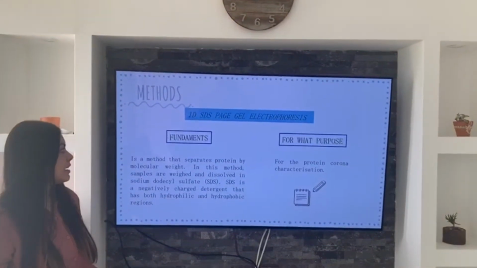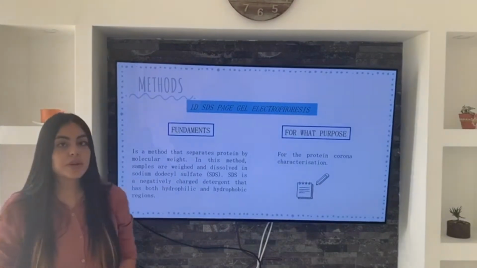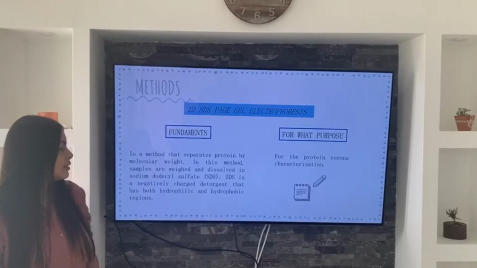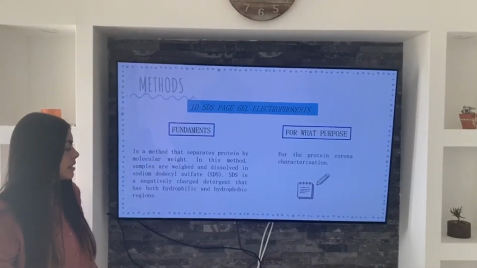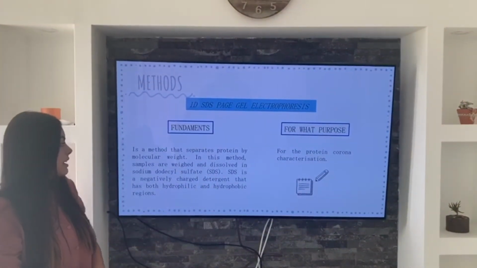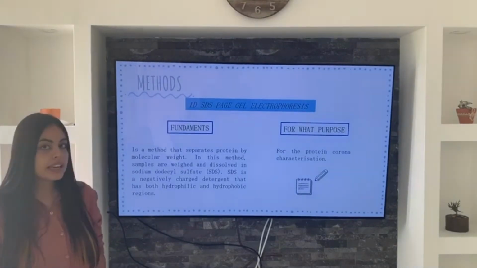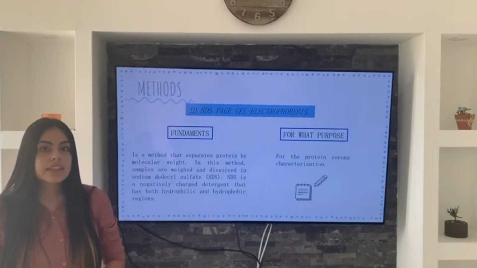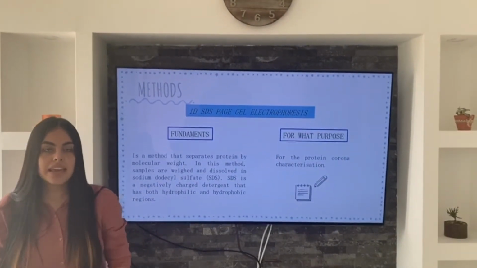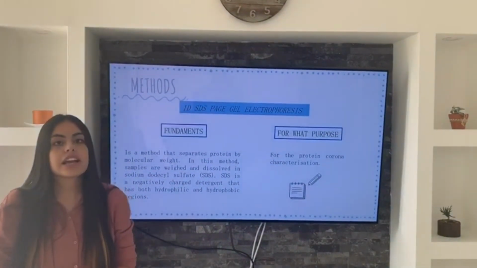And the fundamentals are that 1D SDS-PAGE is a method that separates proteins by molecular weight. In this method, samples are weighed and dissolved in sodium dodecyl sulfate, that is SDS. SDS is a negatively charged detergent that has both hydrophilic and hydrophobic regions, and the proteins are completely denatured by the SDS. And the purpose of the method is the protein corona characterization.